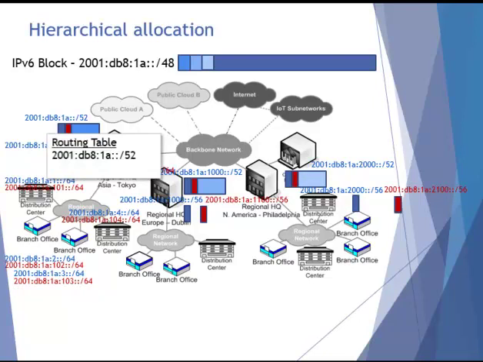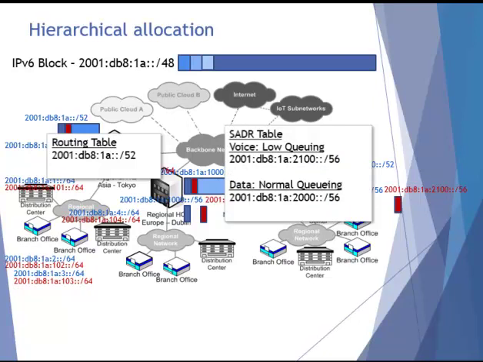Any address within this /52 space, route to me, and I'll take it from here, so to speak. So each of these core routers now just has one routing table entry for reachability. Likewise, our SADR table has just one entry for each of our layers, for data and for voice. Because I did that sub-allocation in each region, I've now got the ability to simplify the policy entry in my router.